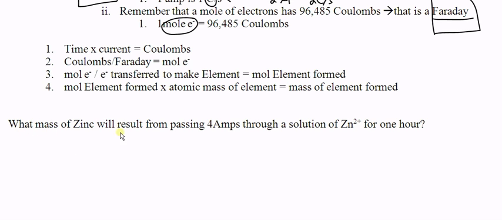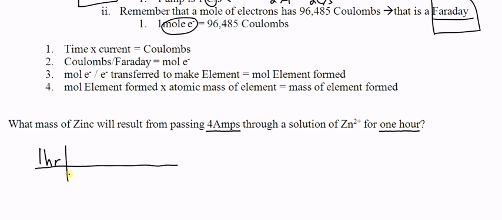So we have this question: what mass of zinc will result from passing 4 amps through a solution of zinc ions for 1 hour? Here we've identified our current, and the other piece of information that would be helpful to know is the length of time that this is going to be occurring, and we have 1 hour. So this now gives us the opportunity to start setting up our factor label. So we've got 1 hour.